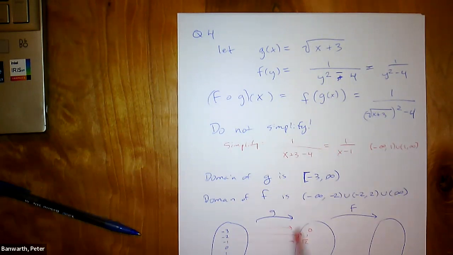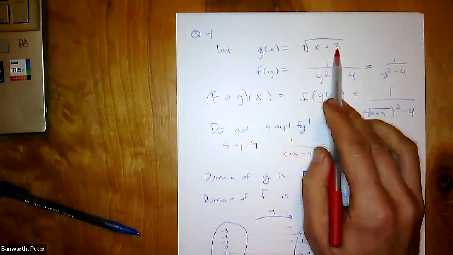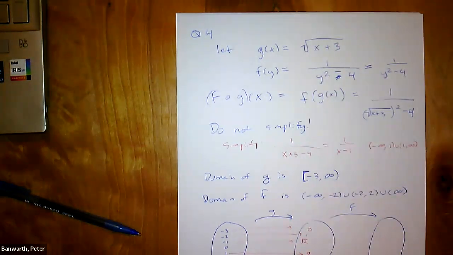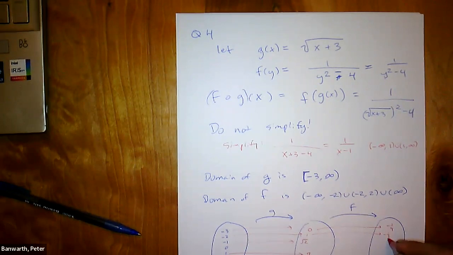I'm okay with all of this so far, but look what happens when I put 1 in. 1 goes to 2. 1 plus 3 is 4, square root of 4 is 2. Can I put 0 into F? Yep, I sure can. That's -1/4. That's not a problem. I can put 1 in. That's -1/3. I can put square root of 2 in. That's 1 over square root of 2 minus 4. But if I try to put 2 in, I get 1 over 0, which I can't do.